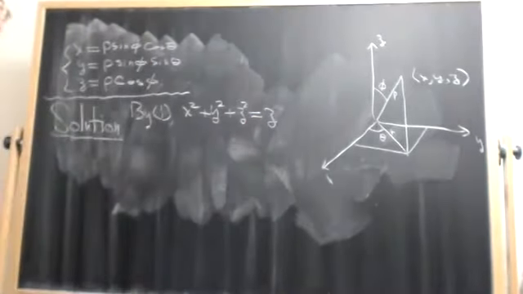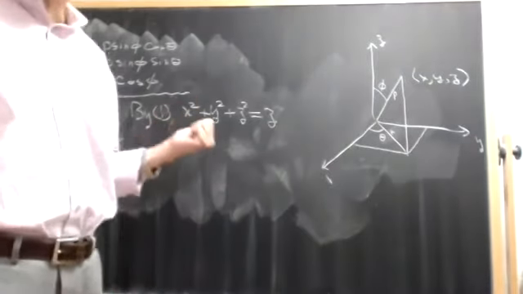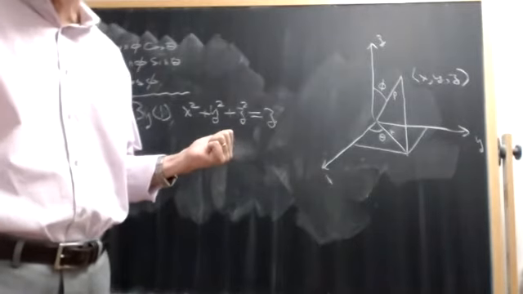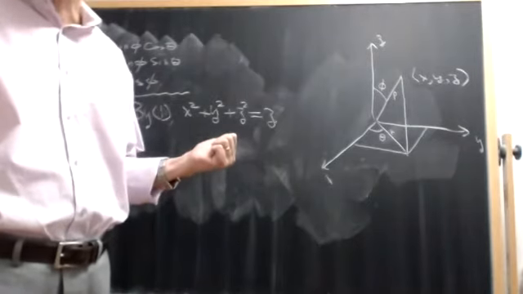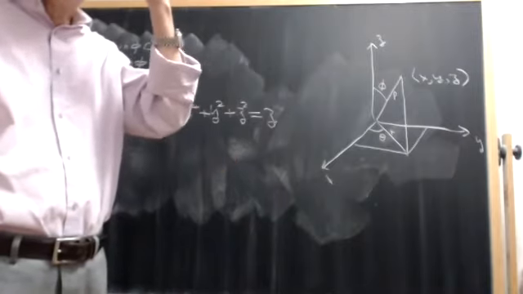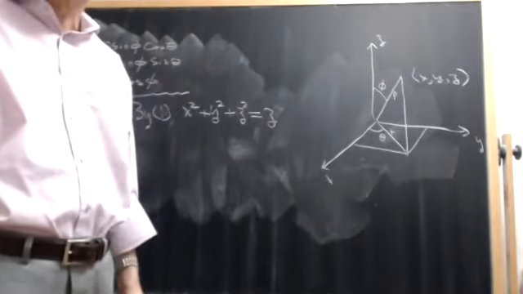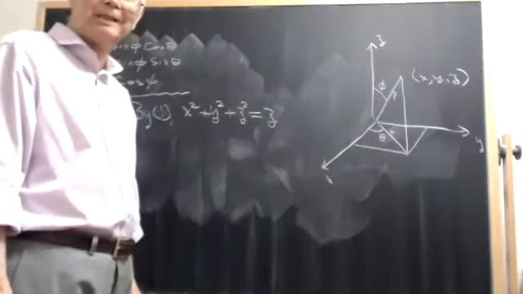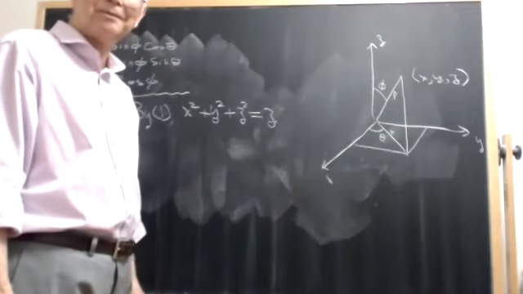What do you think about this surface or this equation? What's the surface corresponding to it? A sphere. Well, a sphere. There are many spheres. So the center is 0, 0, 1/2.